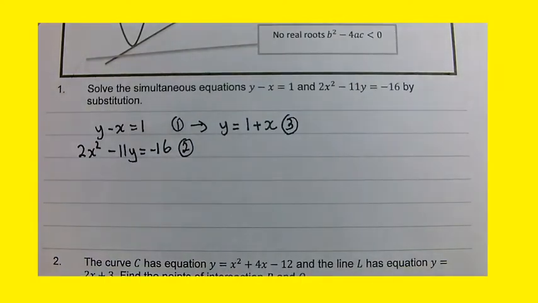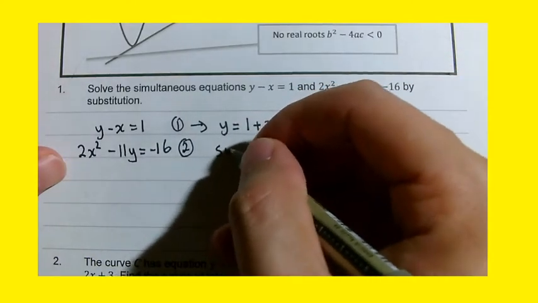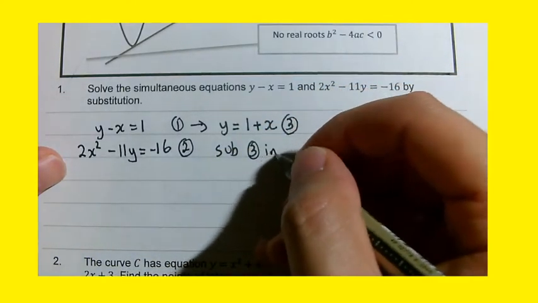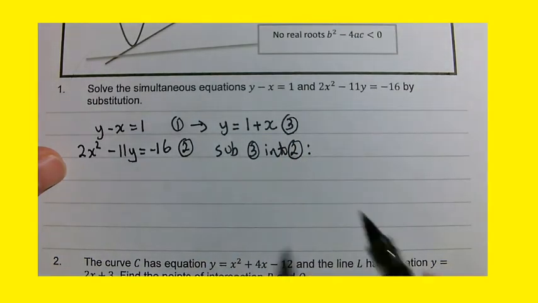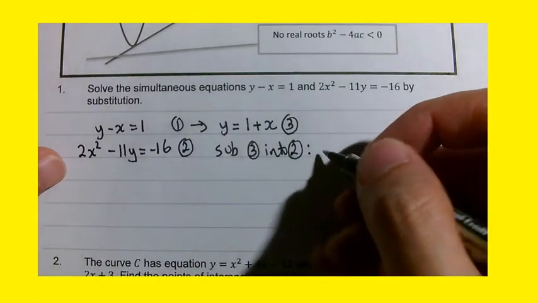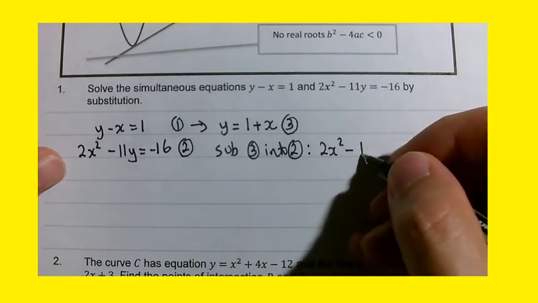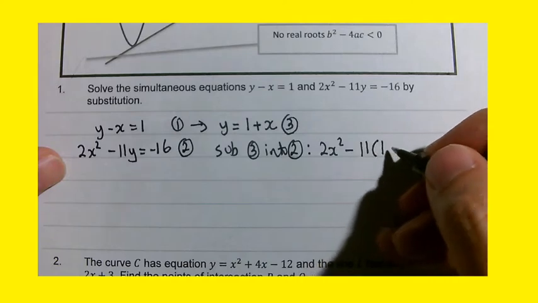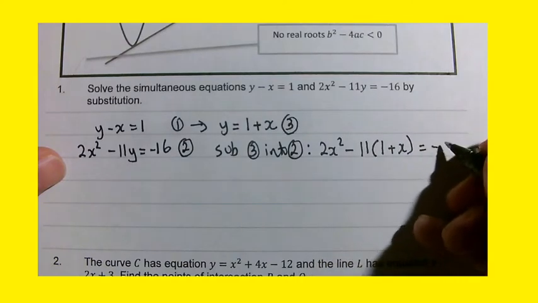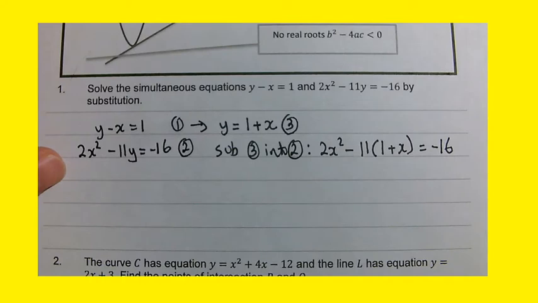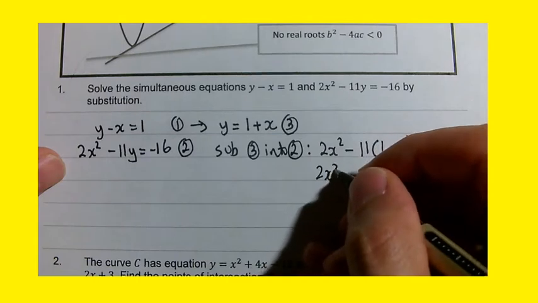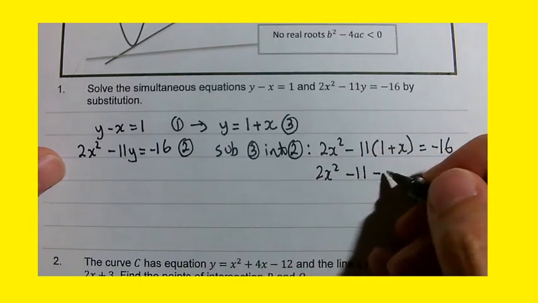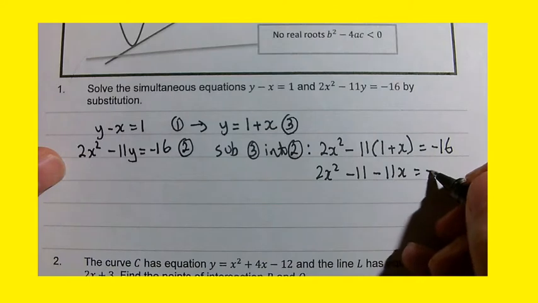Now, once I've done that, I can then substitute that into the second equation. And when you do that, you've got to make sure you sub 1 plus x wherever you see y. So I've got 2x squared minus 11 times 1 plus x equals minus 16. Okay? You've got to be very careful with your manipulation of algebra here. Minus 11 minus 11x equals minus 16.